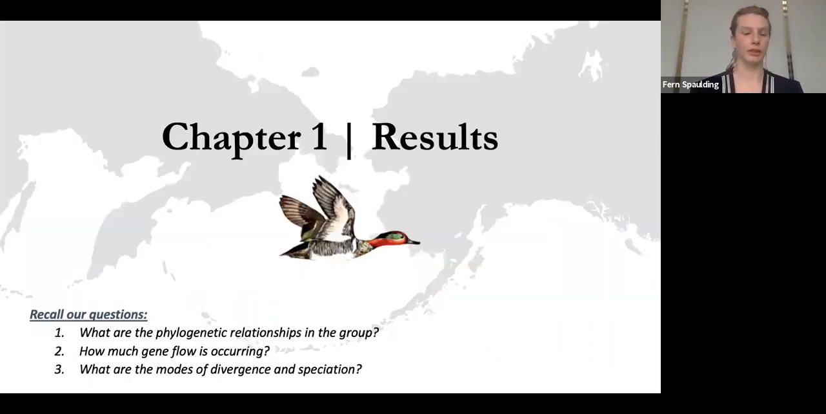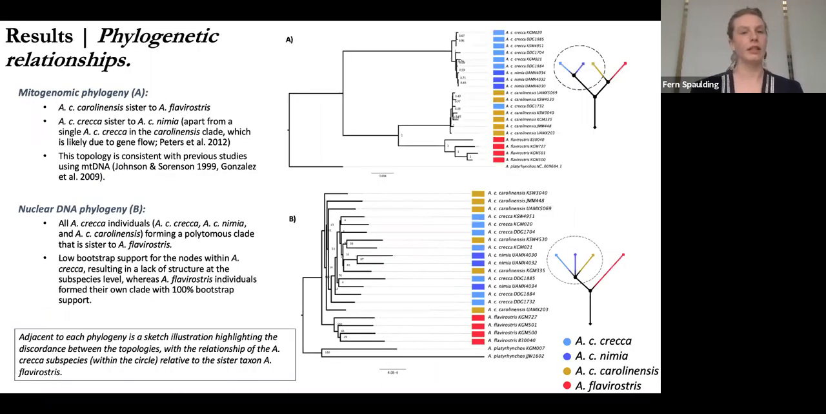So chapter 1 results. Recall our questions that we are interested in. We are interested in the phylogenetic relationships, how much gene flow is occurring, and what are the modes of divergence and speciation. So the results for our phylogenetic relationships.